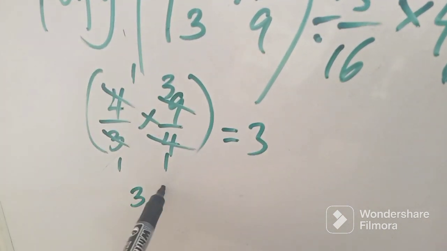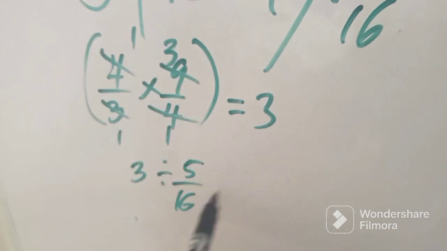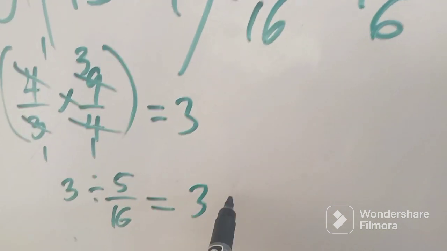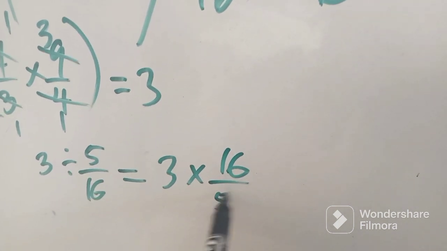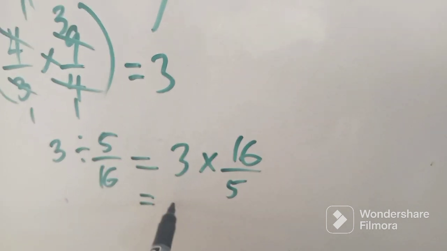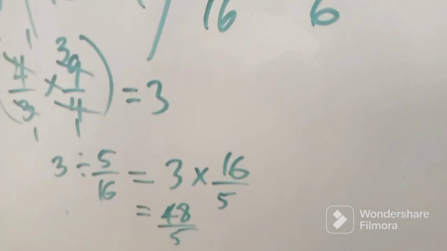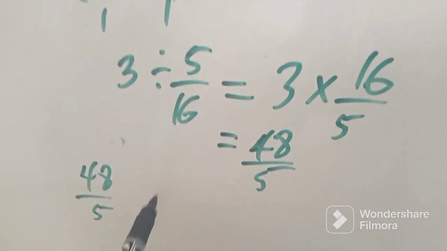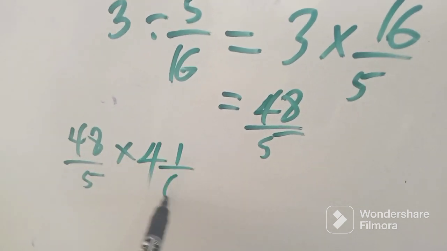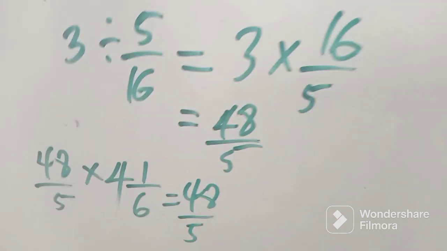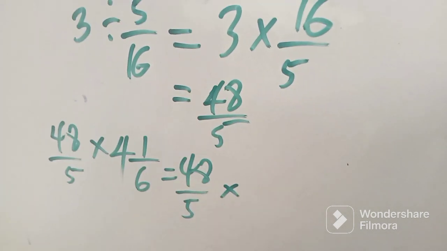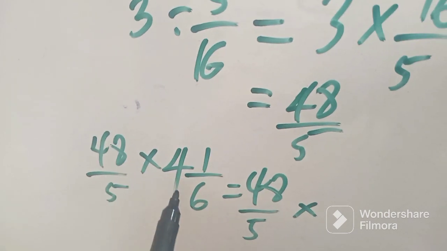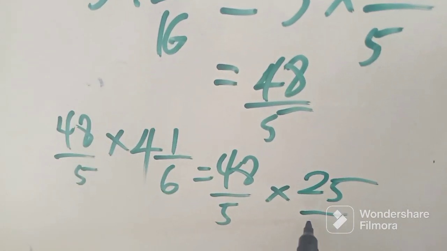Now if I combine the 3 divided by 5 over 16, because in BODMAS division comes before multiplication, this will give me 3 times 16 over 5. If you multiply 3 and 16, we are going to get 48 over 5. So from here now, we can use 48 over 5 times 4 and 1 over 6. Changing this one to an improper fraction, 4 times 6 is 24 plus 1, 25 over 6.